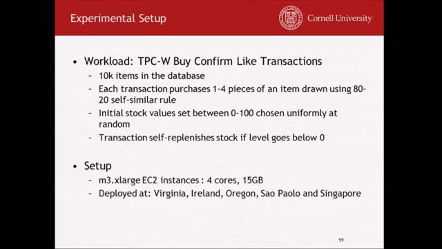For workload, we use TPC-W-like transactions. We assume that there are 10,000 items in the database. Each transaction is purchasing 1 to 4 pieces of a particular item. Initially, the database is populated with stock levels ranging from 0 to 100 for each item. And based on the TPC-W specs, every time the level goes to 0, the transaction automatically replenishes the stock level by adding 100 new pieces of the item.